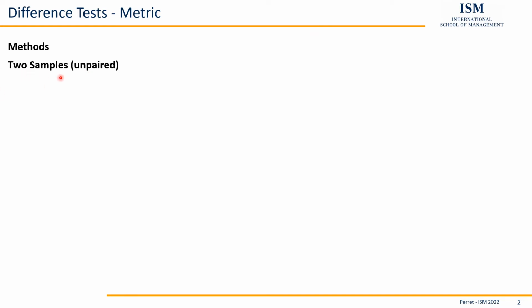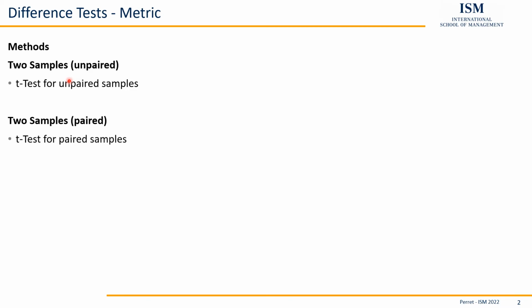So we start simple by having two samples, two unpaired samples. Then we can use the classical t-test, as we know this, the classical t-test for unpaired samples. Similarly, if we only have two samples which are paired, well, we use the same t-test but for paired samples. So the t-test is the classical answer if the dependent is metric and you only compare two groups or two samples.